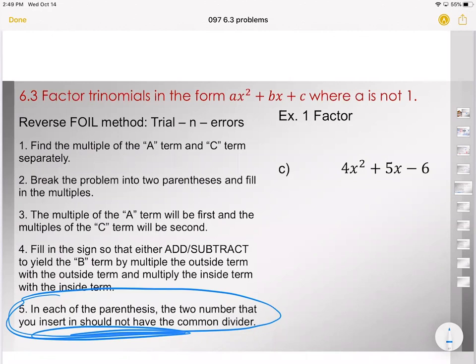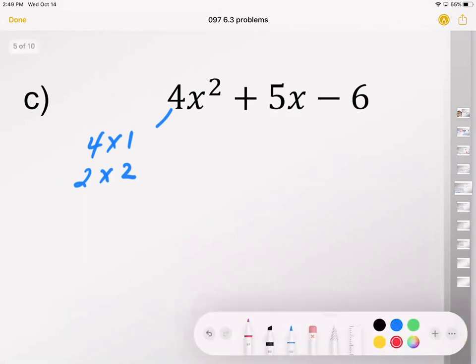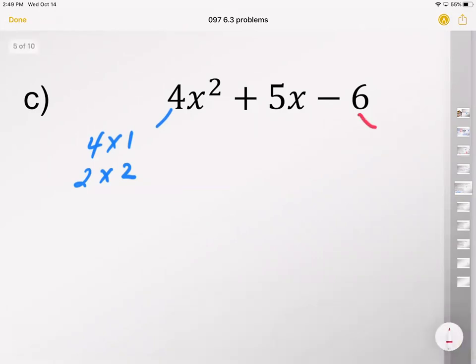Make sure that when you put in the parentheses, the 2 numbers that you put in cannot have a common divider. Meaning, if they are both even numbers, they cannot be in the same parenthesis. Okay, so let's take a look at this item here, what do we have? We know that 4 times 1 and 2 times 2, that is what we have in terms of the multiples of 4. And do you agree that this will be 6 times 1 and 2 times 3?